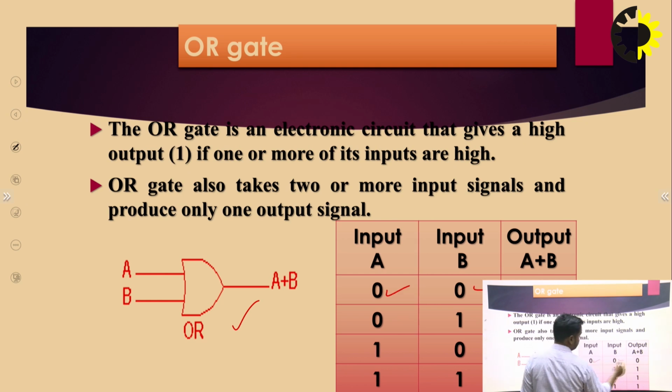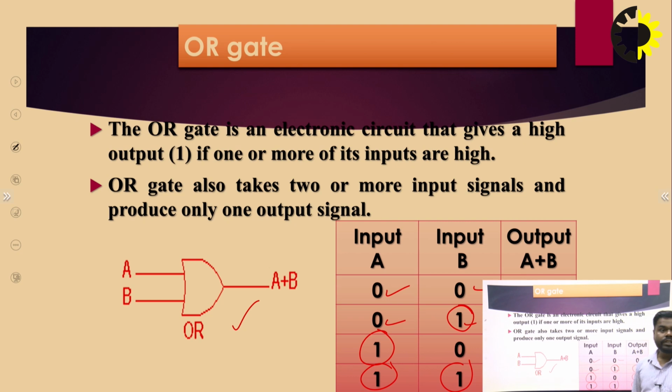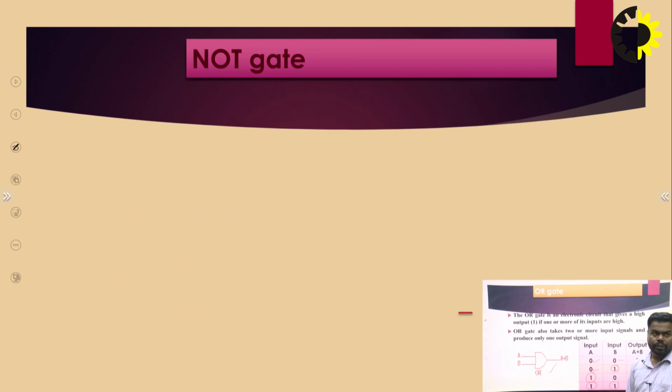0 0, both are low, so the output is 0. For 0 1, one of its elements is high, so the value is high. High high, then it is high. This is how the output is created for the OR gate.